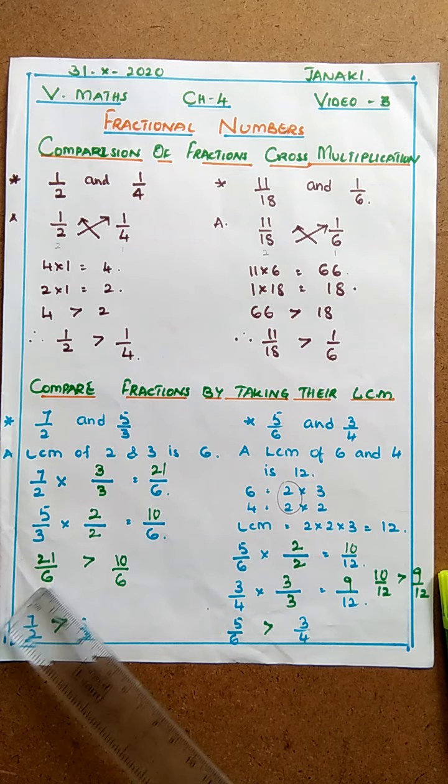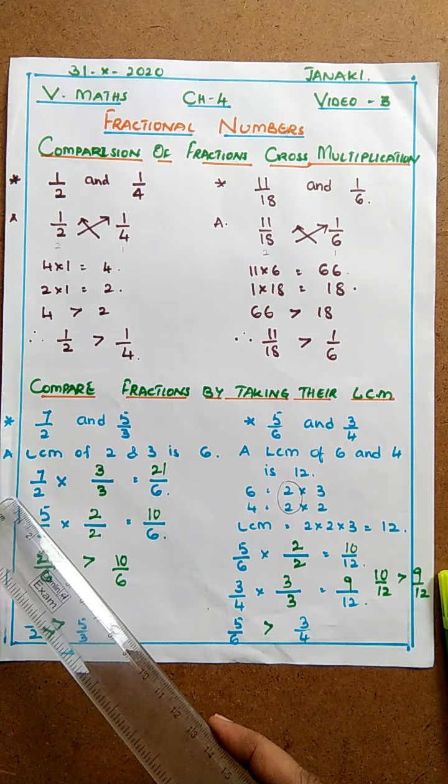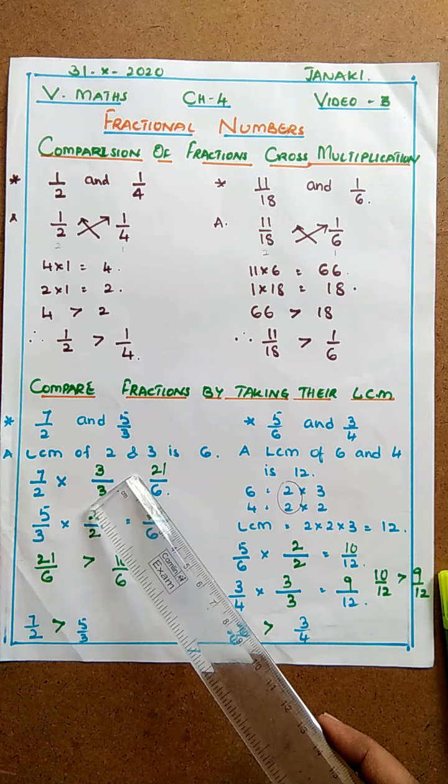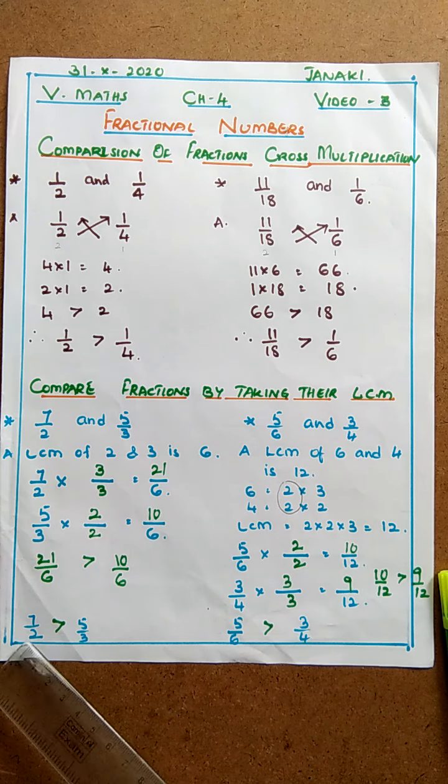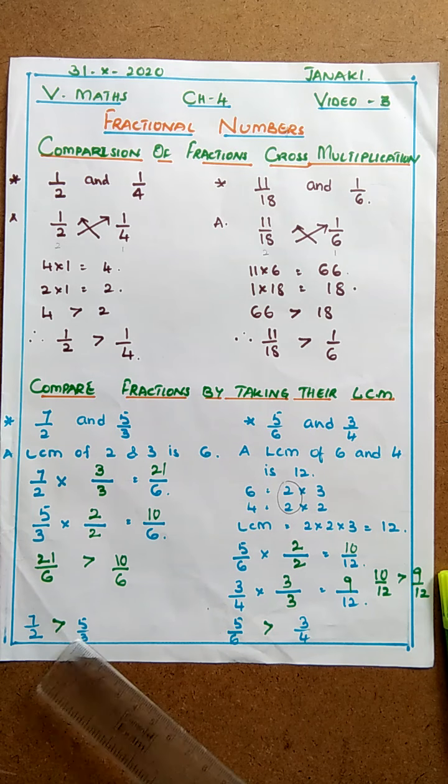Now, how did you get this 21? By taking 7 by 2 and multiplying by 3 by 3. It is the equivalent fraction of 7 by 2. So, 7 by 2 is greater than 5 by 3. So, that way we compare by taking the LCM of the denominators.